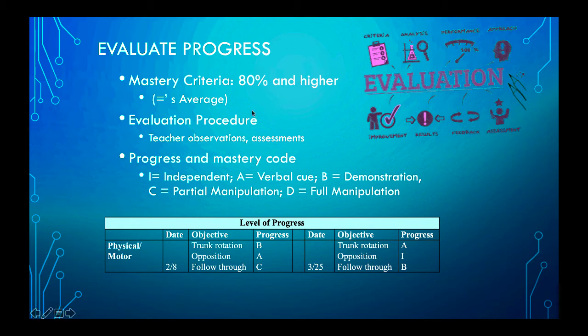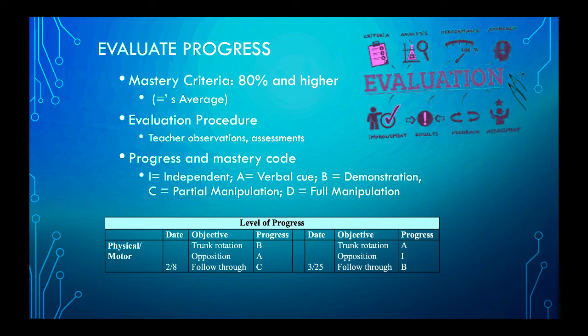Okay, so next is evaluation procedure. So how are we going to evaluate them on their motor objectives and goals? For our field, many times we do this through teacher observation, teacher checklist, or assessment. And then the last area is their progress. And what we've been using for mastery code is the condition needed: independent, verbal cue, demonstration, partial manipulation, or full manipulation. So again, when you're doing your progress monitoring, you're going to be explaining where they are as far as the condition of support needed. And you can also then provide information on what level of mastery criteria they are on.